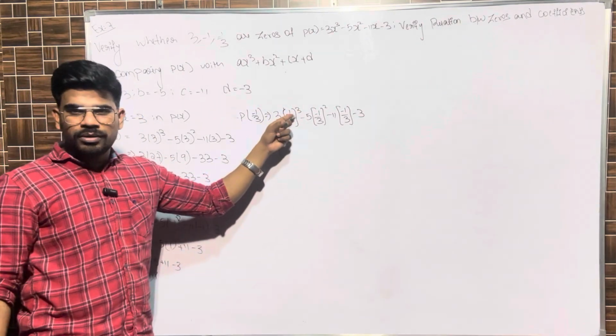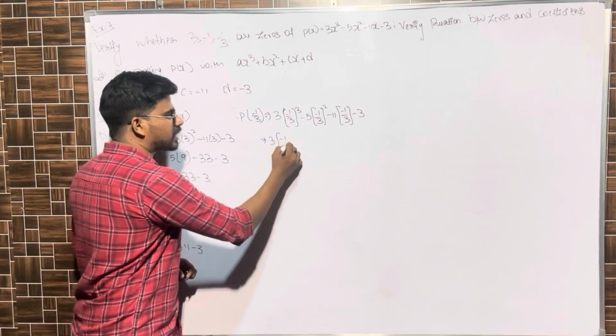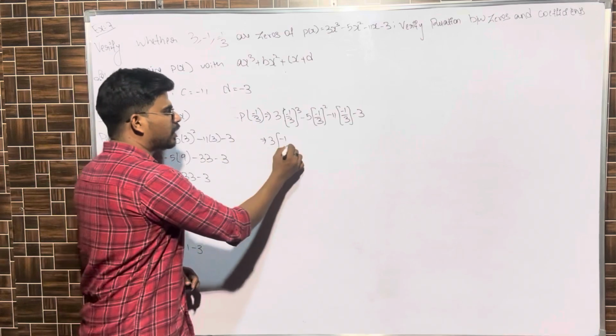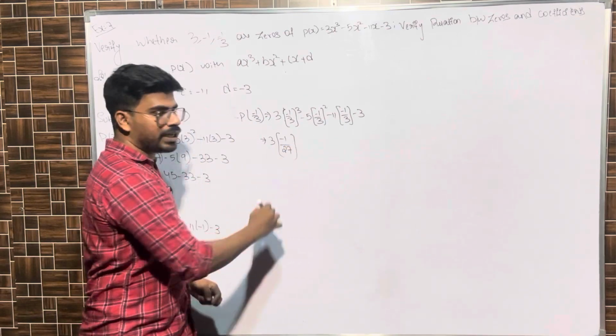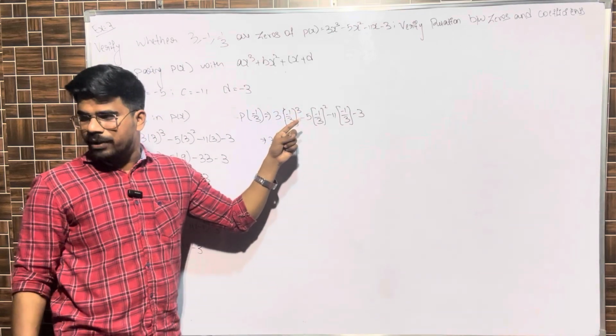This cube should be given to minus 1. Minus 1 whole cube is nothing but minus 1. 3 cube is nothing but 27. Minus 1 upon 27. Clear? This cube should be given to both the numerator and denominator as well.